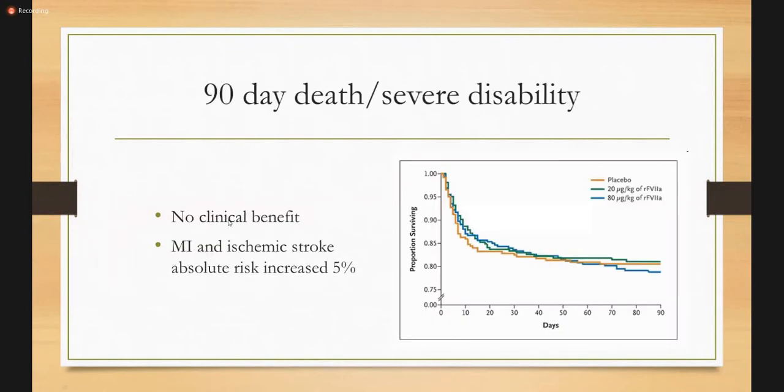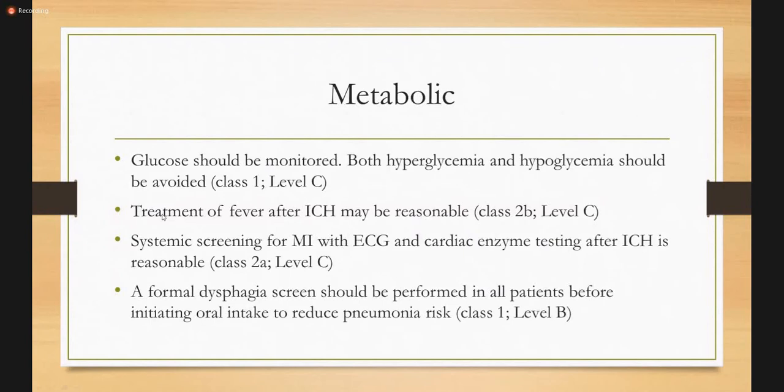Metabolically, if the patient has fever, manage it, and monitor the blood pressure and glucose. Both hyperglycemia and hypoglycemia should be avoided. Screening for myocardial infarction with ECG and cardiac enzyme testing in ICH is reasonable. A formal dysphagia screen should be performed in all patients before initiating oral intake, to reduce the pneumonia risk.